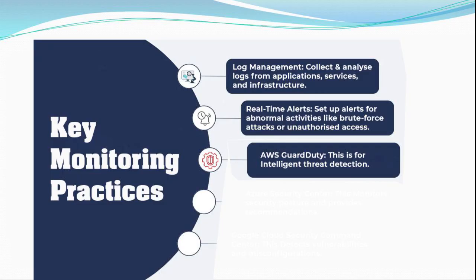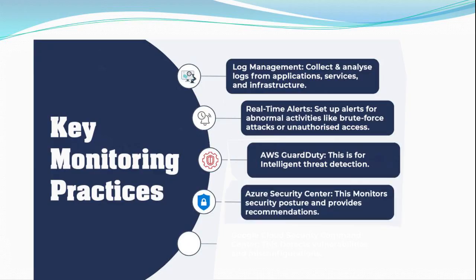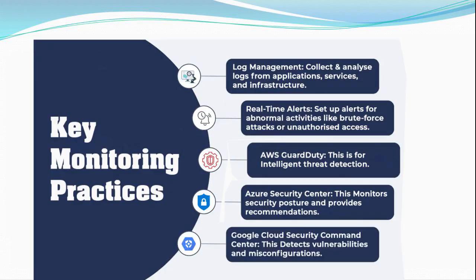3. AWS GuardDuty. This is for intelligent threat detection. 4. Azure Security Center. This monitors security posture and provides recommendations. 5. Google Cloud Security Command Center. This detects vulnerabilities and misconfigurations.